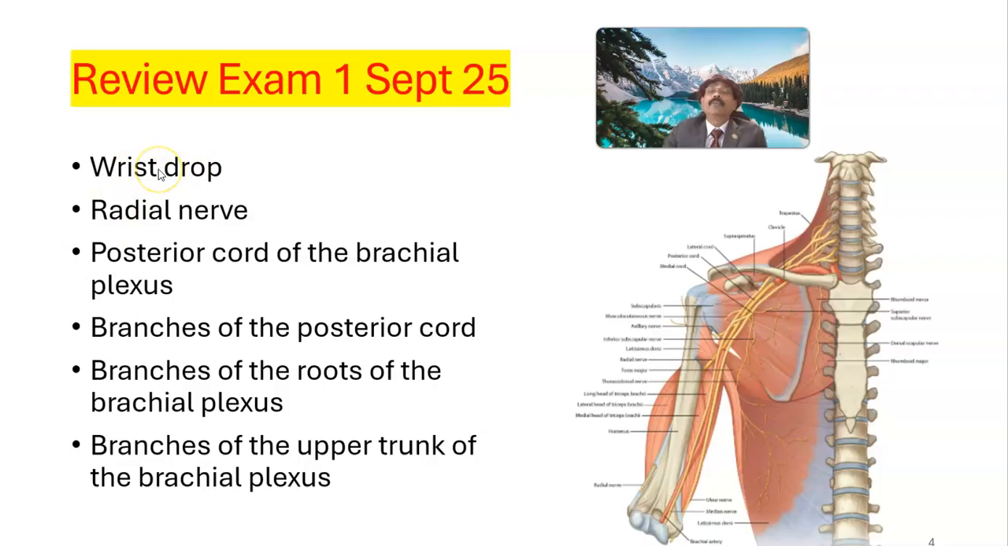So wrist drop may be due to trauma, maybe a fracture of the humerus at the mid shaft area, or a fracture in the upper part of the forearm involving the posterior interosseous nerve. We may get wrist drop.